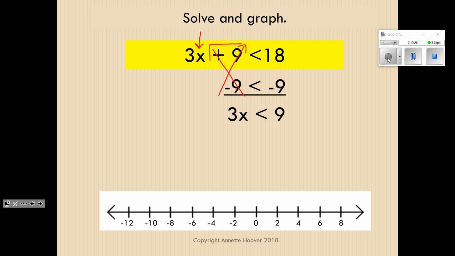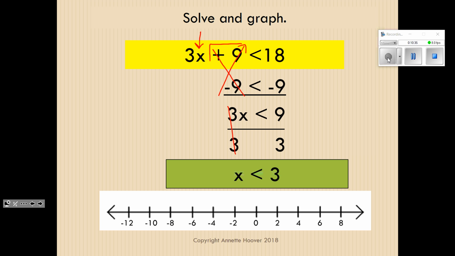The opposite of multiplying is dividing, so we divide both sides by 3. 3 divided by 3 is 1, so we're left with 1x, and then 9 divided by 3 is 3. So x is less than 3, not equal to 3. So this is where we use our circle dot, not filled in, to indicate that 3 is not a solution, but it's all numbers to the left. Less is left. And since the variable is on the left side of the equation, our inequality sign shows us the direction that the arrow goes.